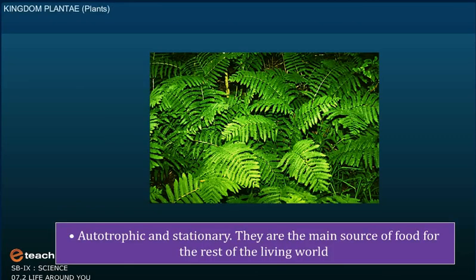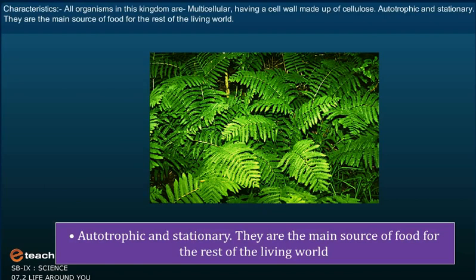Kingdom Plantae. Characteristics: all organisms in this kingdom are multicellular, having a cell wall made up of cellulose, autotrophic and stationary. They are the main source of food for the rest of the living world.